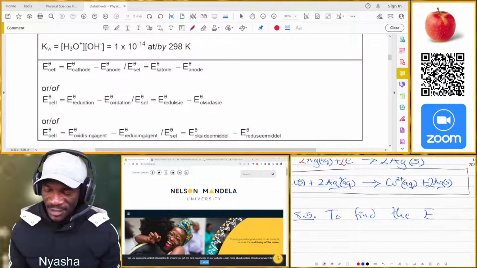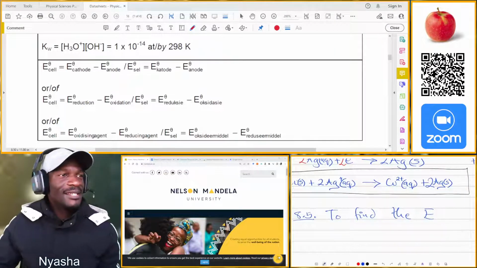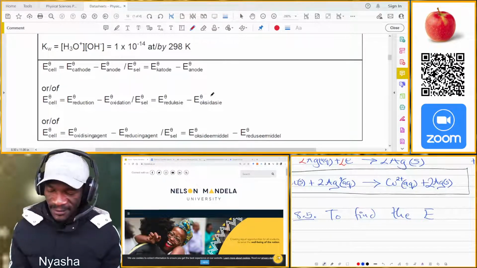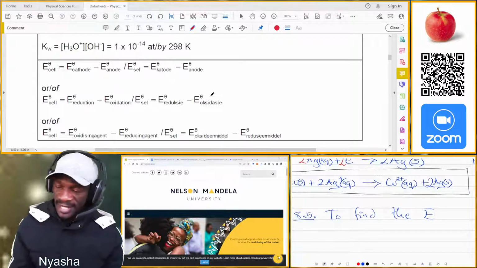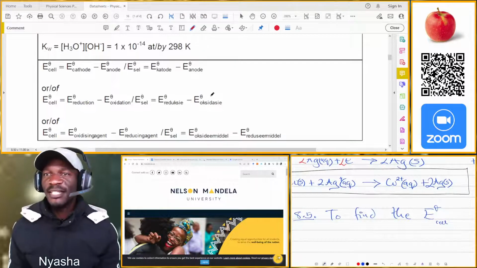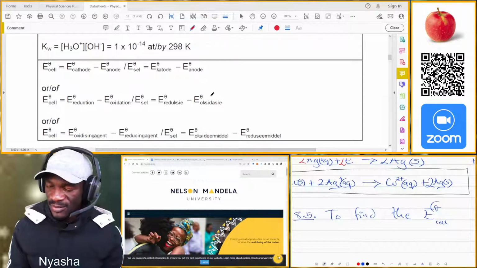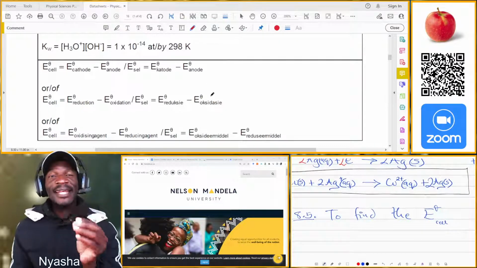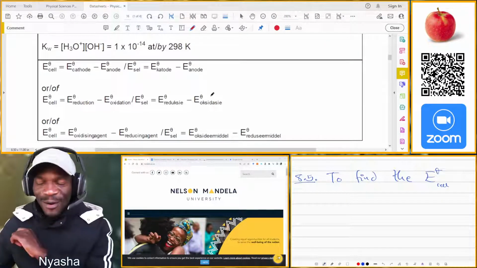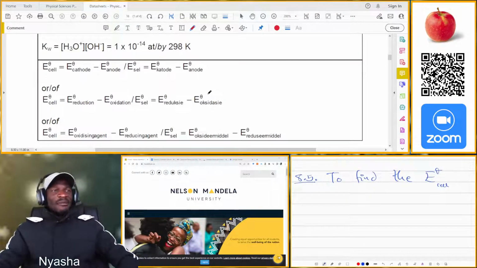Next is to find the initial EMF of the cell. So our symbol there is E theta of the cell, the initial EMF of the cell. And this one, I'm sure you remember, this is at standard conditions. So let's hear from you. How can you find this initial EMF of the cell? Let's get onto it.